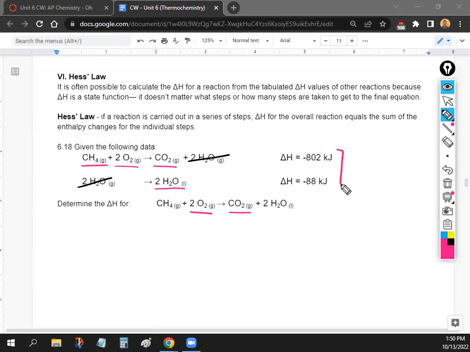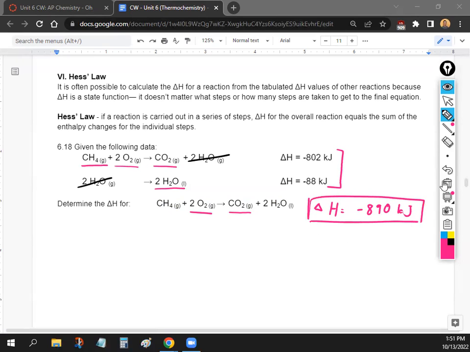Cool. Now we can just add up the enthalpy changes, and that will be the enthalpy change of this multi-step reaction. Okay. So we can just add negative 802 with negative 888, and that should give you negative 890. So this is going to be your answer.